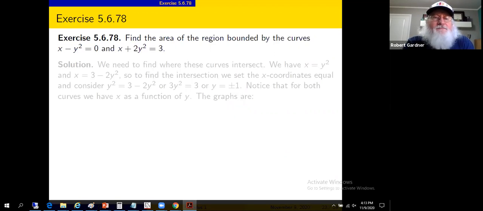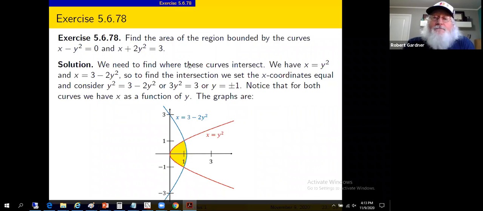Okay, we're going to need a graph to do this. We need to know what's on the right and what's on the left. We also need to find where the curves intersect. They wanted bounded by these curves, so that'll give us bounds over which we integrate. All right, x equals y squared. That's a parabola opening rightward. X is a function of y.